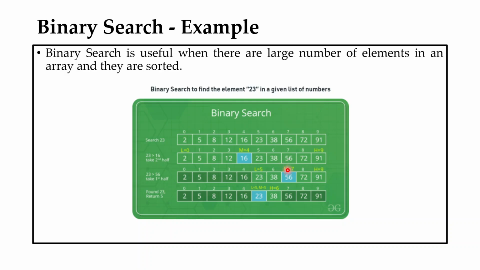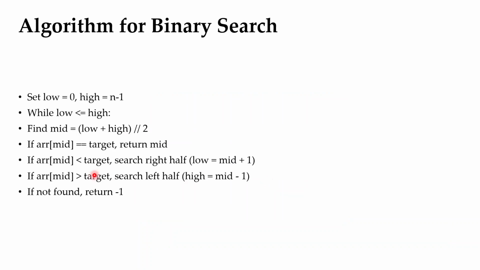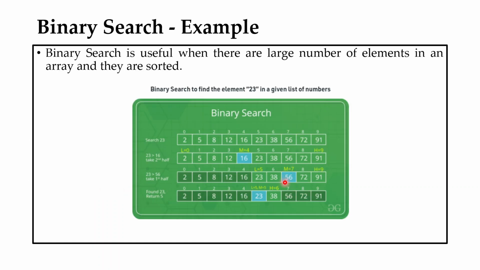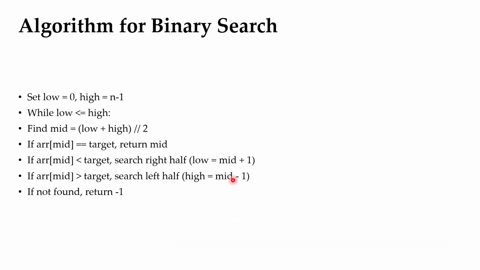And then in the second case, you can see here, if array of mid is greater than target. Array of mid is 56, which is greater than the target. So I will check in the left side. I will change the H value to M minus 1. So high is equal to mid minus 1. Then once again I will do the same while low is less than or equal to high.